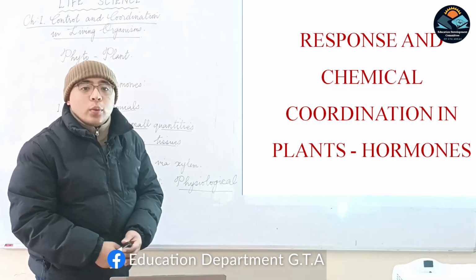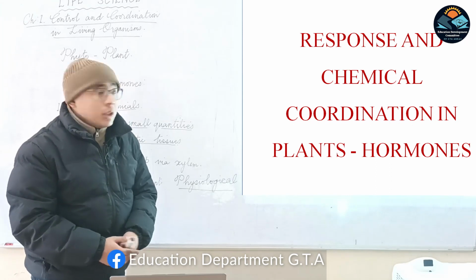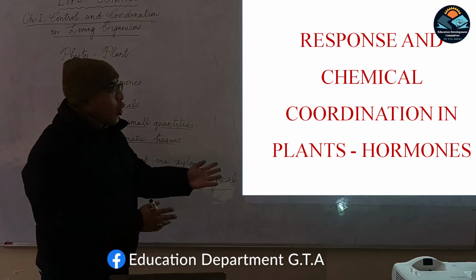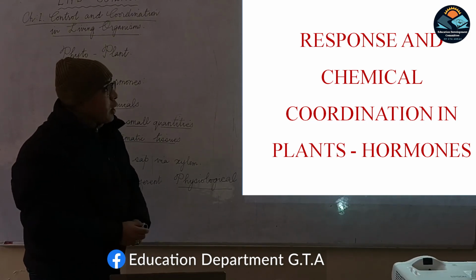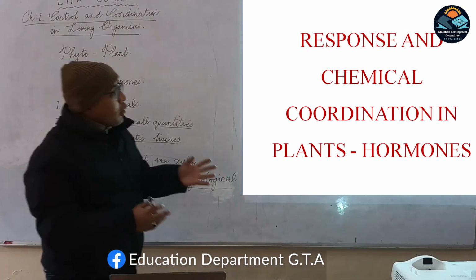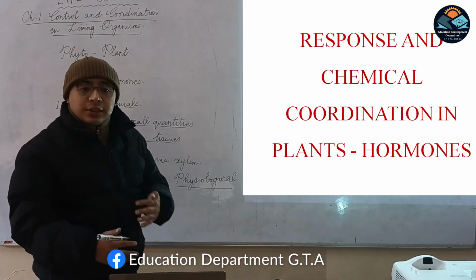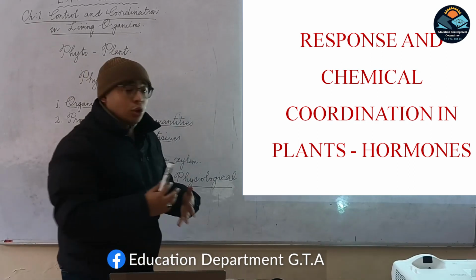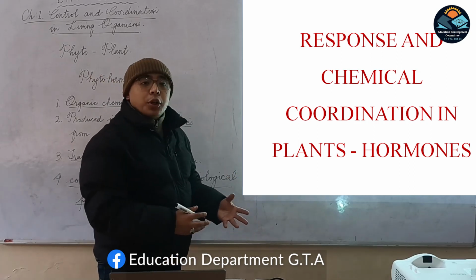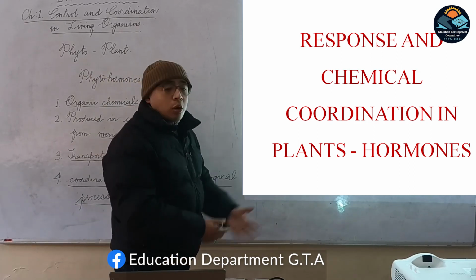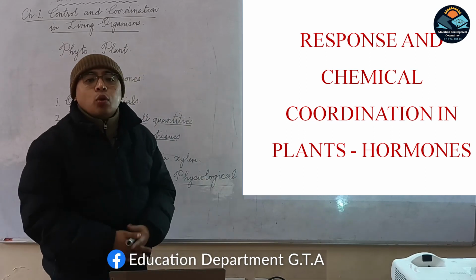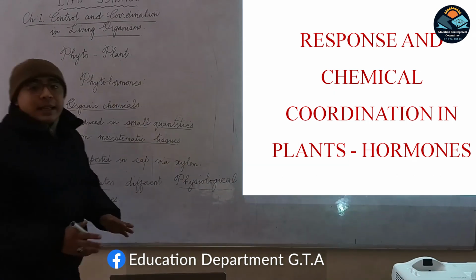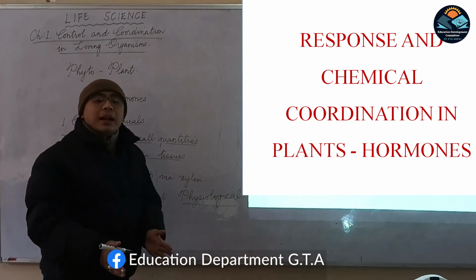In this lesson, we are going to talk about the second part of the chapter, which is response and chemical coordination in plants, with special reference to hormones. Here, we are going to look at how different plants coordinate different physiological processes within themselves in order to respond to different types of stimuli using special types of chemicals produced by the plants themselves known as hormones, or more specifically phytohormones. The word phyto here implies plants. So when one says phytohormones, it implies plant hormones.